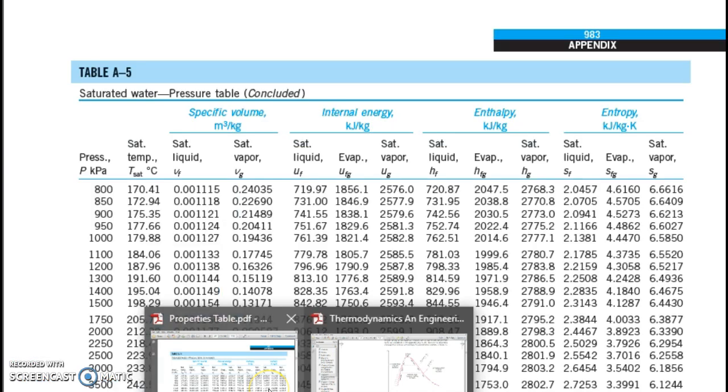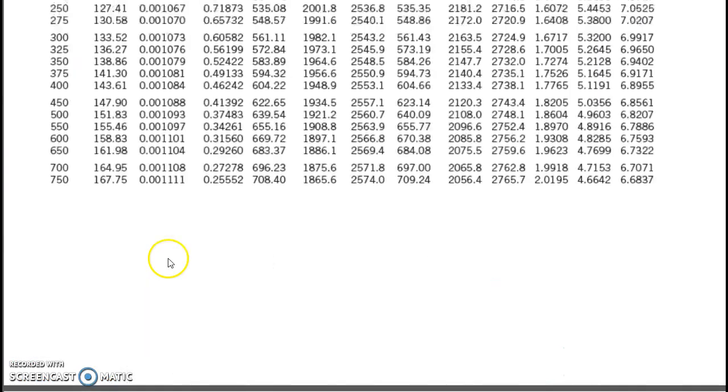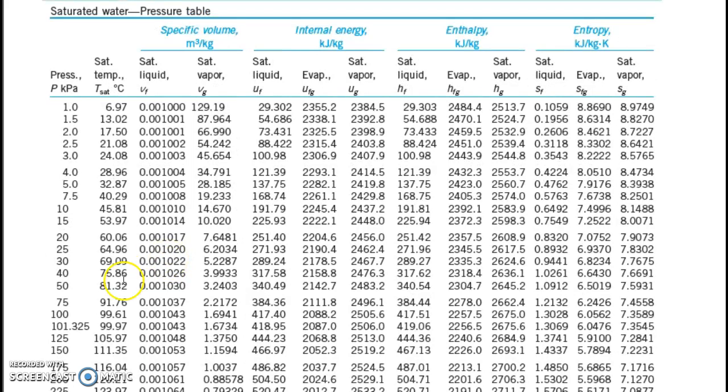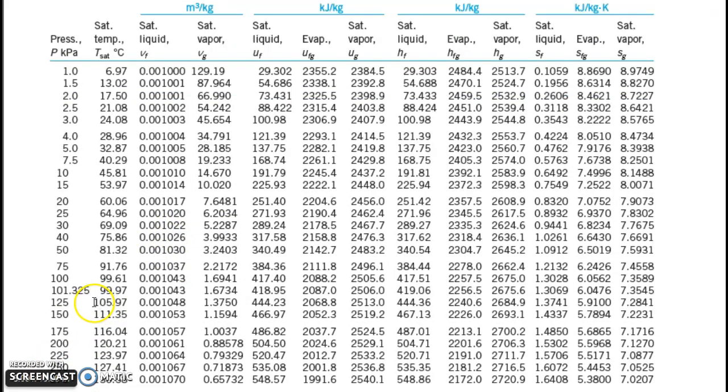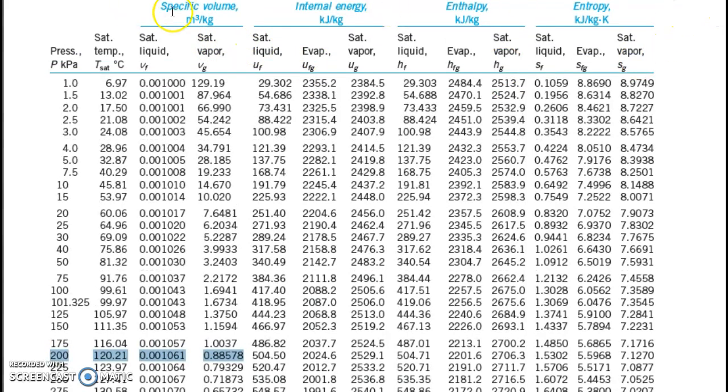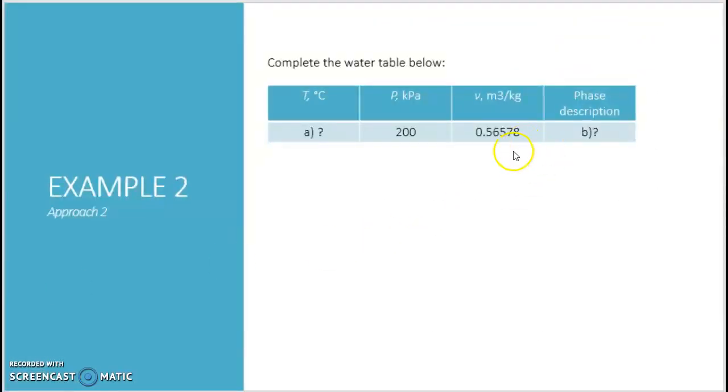So let's have a look at your property table here with 200 kilopascal and specific volume. Given 200 kilopascal and the specific volume of 0.5, you can see that 0.5 lies in between 0.00 and less than 0.8.